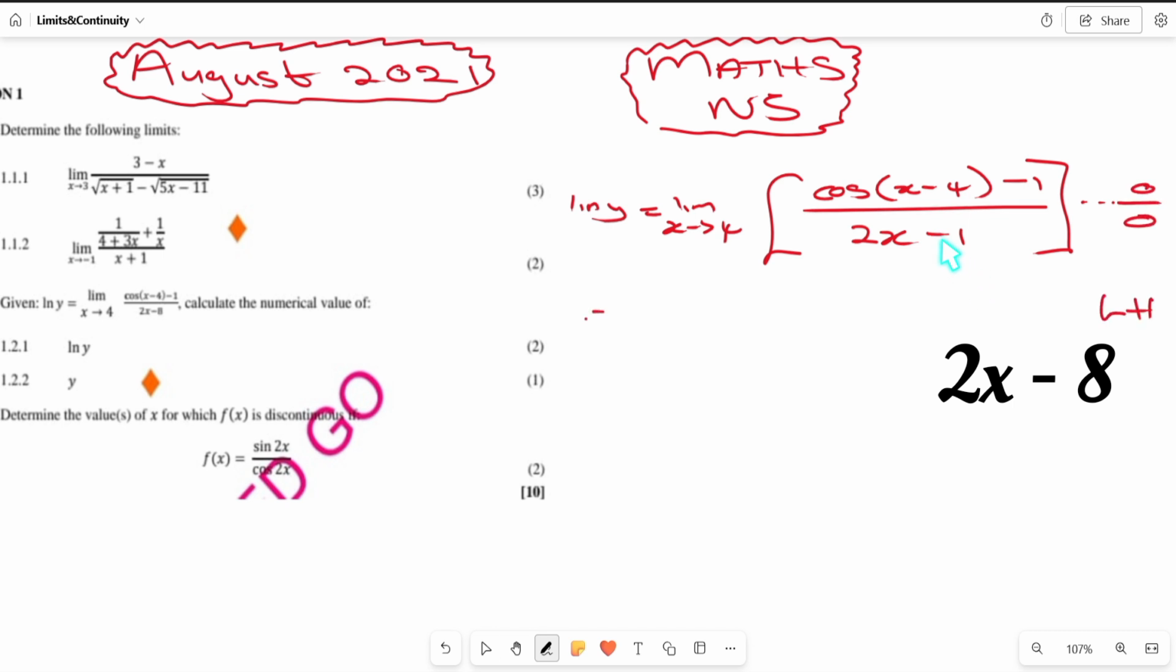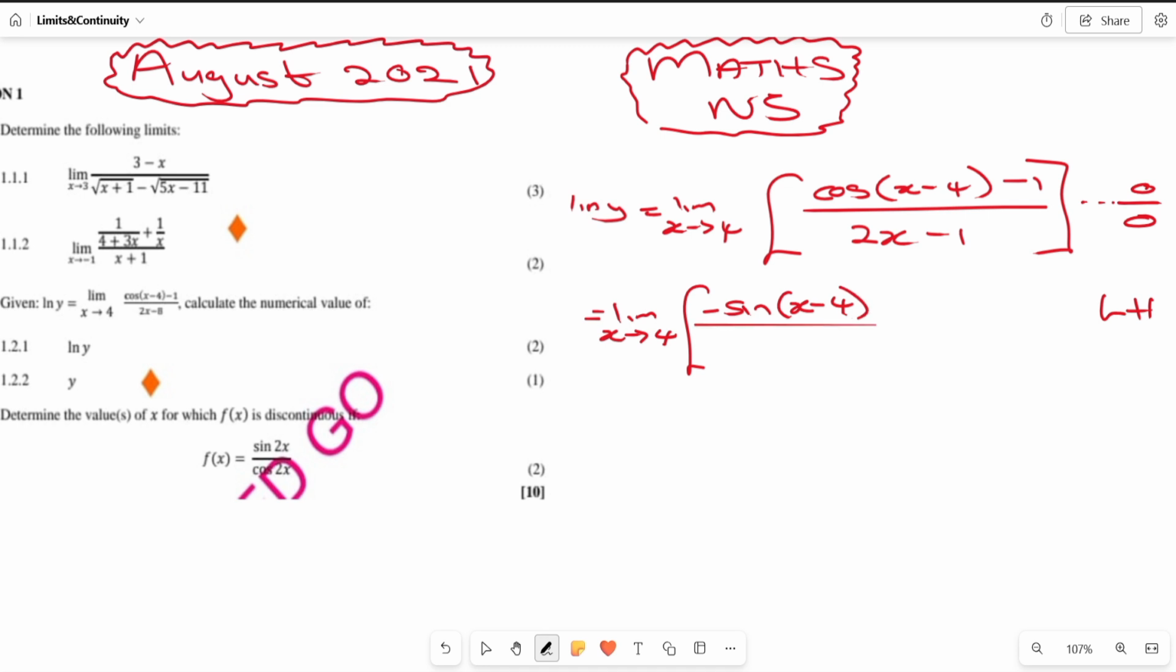Okay, so therefore, we can say the limit as x approaches 4. The derivative of cos is minus sine, but then we're going to say x minus 4, times the derivative, which we already know is 1, and then minus 1, we don't have the derivative of that. We divide this by 2 because that is the derivative. What happens now if we substitute sine 0? It should be 0, right? Sine 0 is 0, so we're going to have 0 over 2, isn't it?